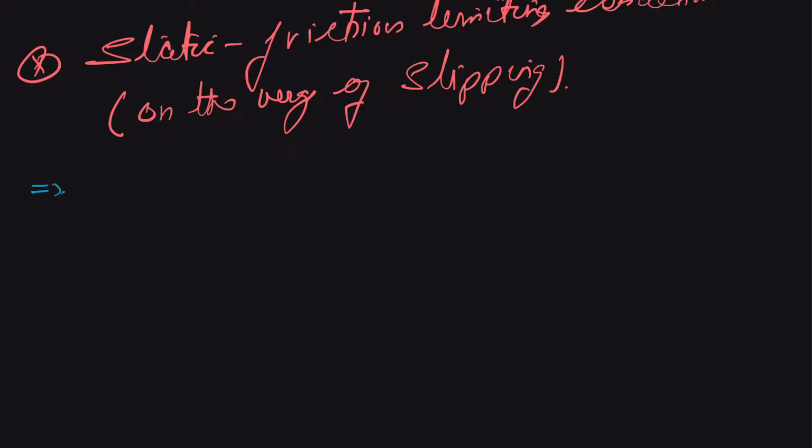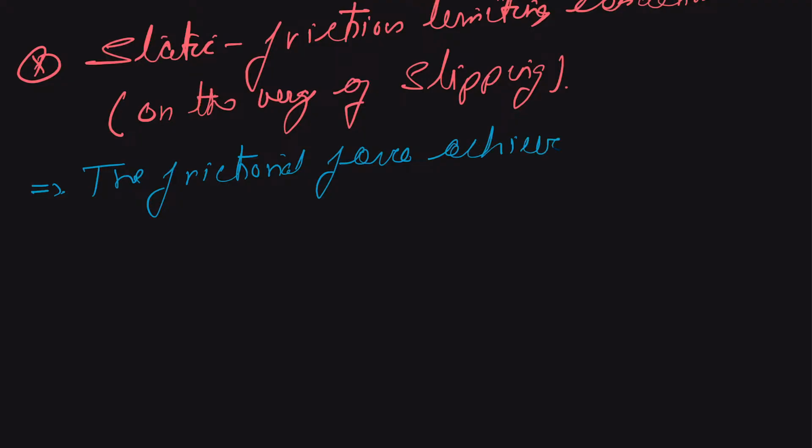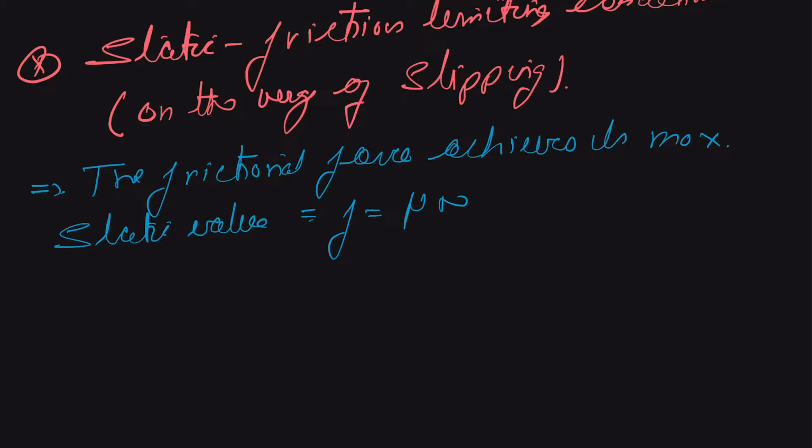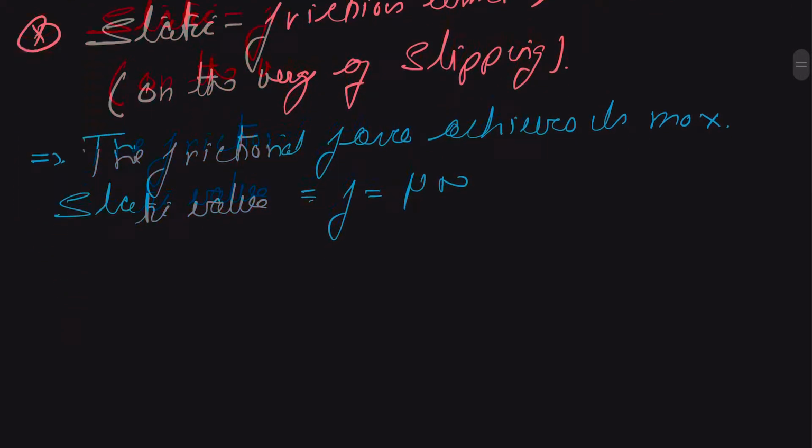So we can say that the frictional force achieves its maximum static value, therefore we can say that our friction will be equal to mu times N, and our friction is our Bf upon R, and we also know our N.